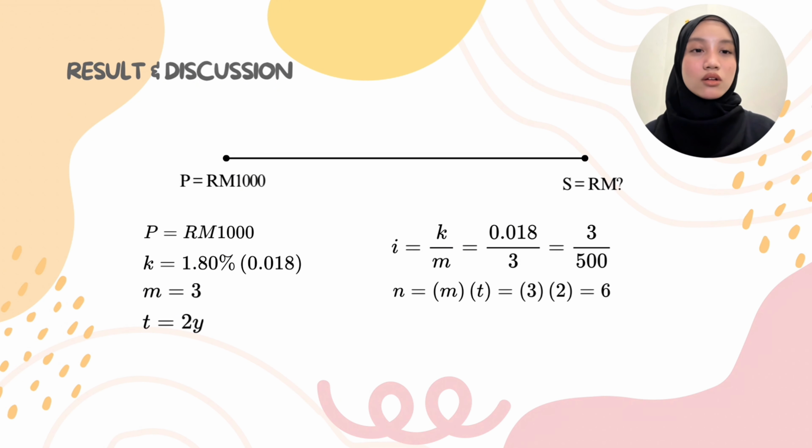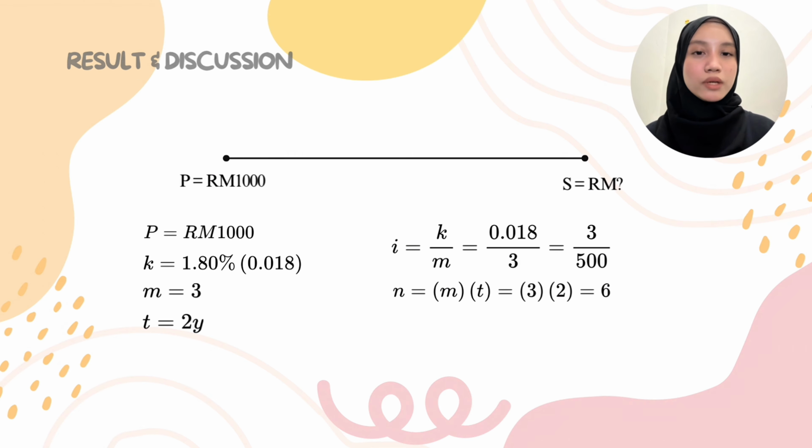From here, we can calculate 2 important values. The first one is the periodic interest rate. To get this, we take the nominal rate and divide it by the compounding frequency. So, 0.018 divided by 3, which gives us 3/500. The second one is the number of compounding periods. We find this by multiplying the compounding frequency by the time. So 3 times 2, which equals 6 periods.